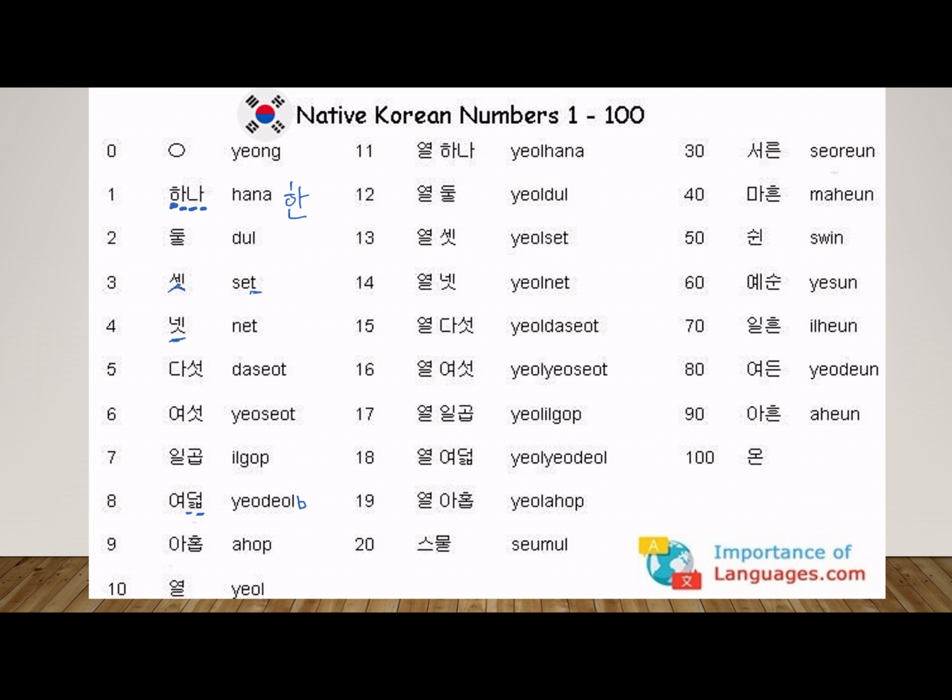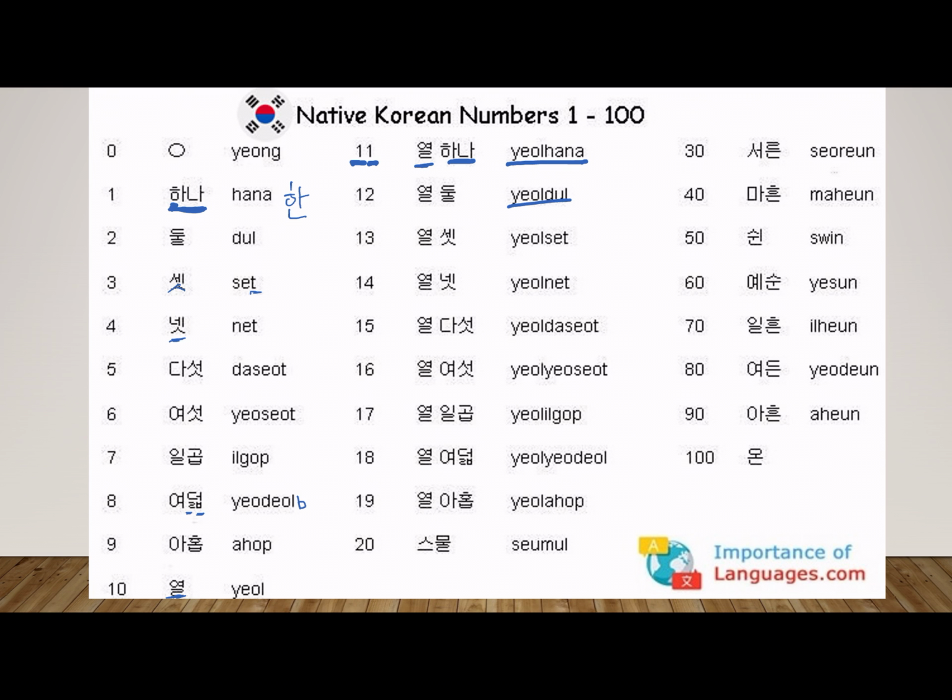When it comes to saying 11, 12, 13, 14, and so on, it's pretty similar to other counting systems in other languages, where you take 10 and then add 1. So 11 is 10 and 1: yeol, and then hana, so yeolhana. 12 is yeoldul, 13 is yeolset, and then 14 is yeolnet.